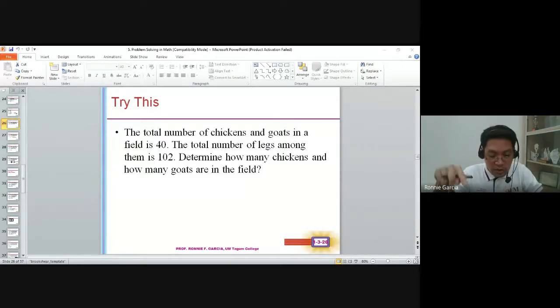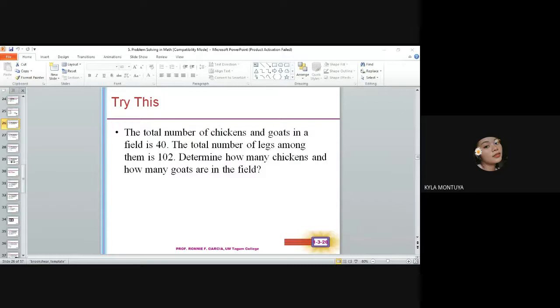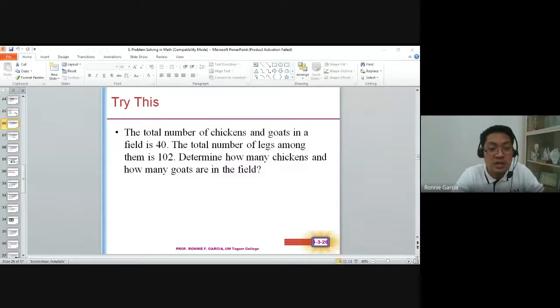So let's add 120 plus the 20 from the chickens earlier. How many legs in all? 120 plus 20 is 140, which is wrong, because the second sentence says 102. So the answer of Mr. Kita is incorrect. The other answers were also incorrect, because their sum exceeded 40, like 42 or 25 chickens.